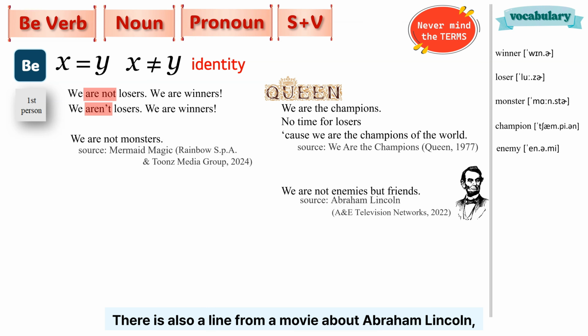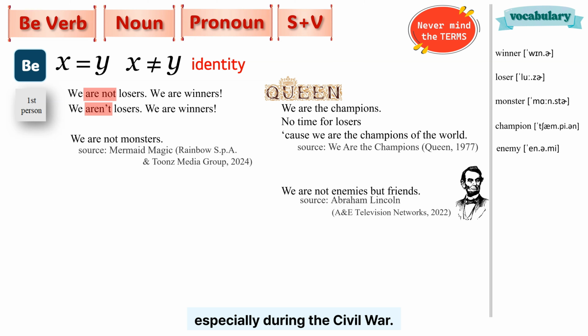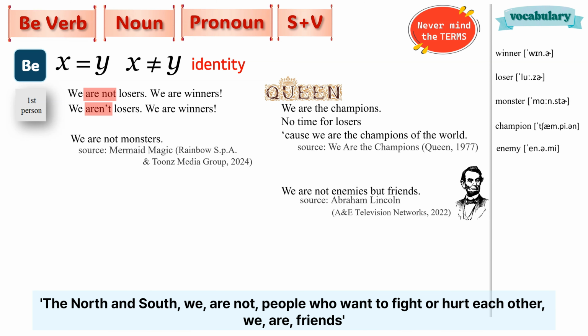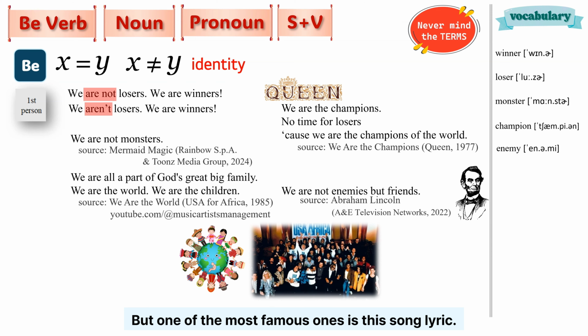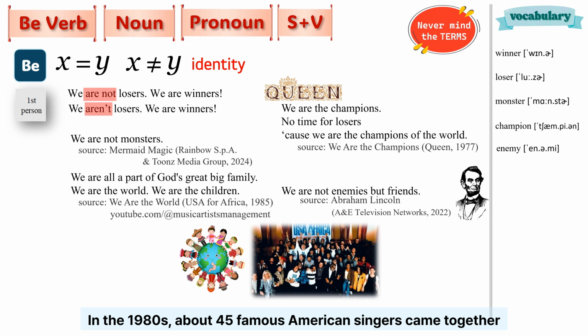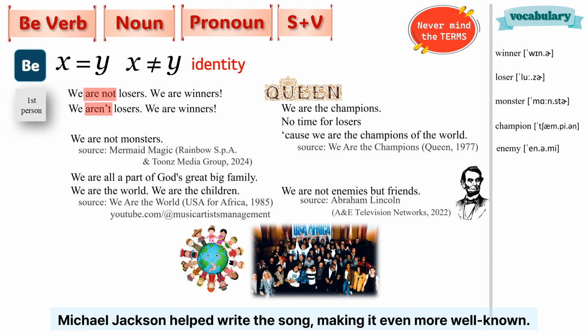There is also a line from a movie about Abraham Lincoln, especially during the Civil War. The North and South, we are not people who want to fight or hurt each other, we are friends. But one of the most famous ones is this song lyric. In the 1980s, about 45 famous American singers came together to sing for children dying in Africa because of bad weather. Michael Jackson helped write the song, making it even more well-known.